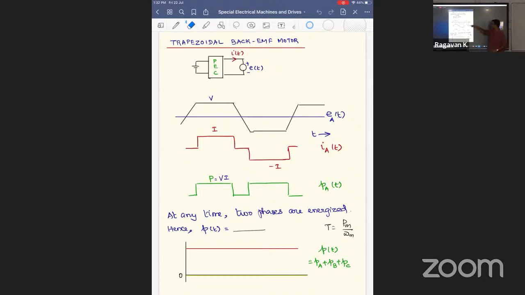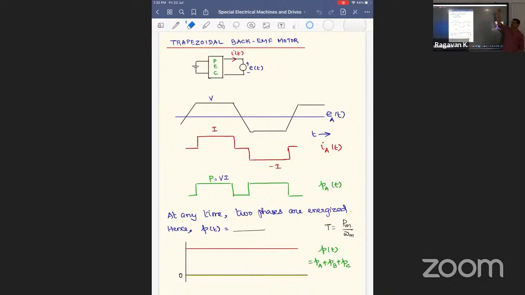All right. Whenever the back EMF is constant and positive, we give a positive current. When the back EMF is constant but negative, we give a negative current. If you take this product, it is positive all the time. So this is just about one phase. Now I'm considering three phases.